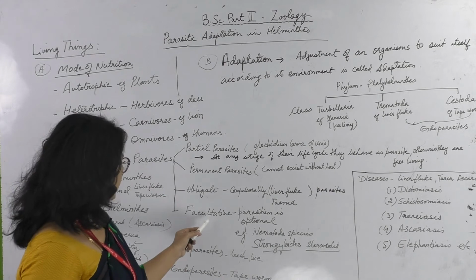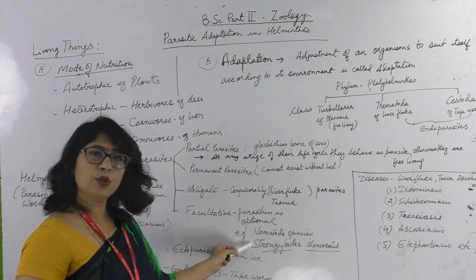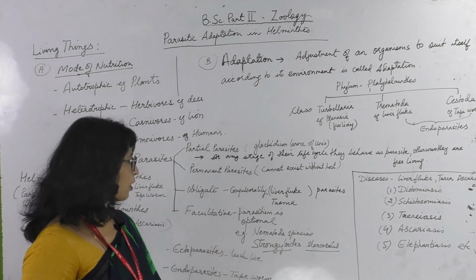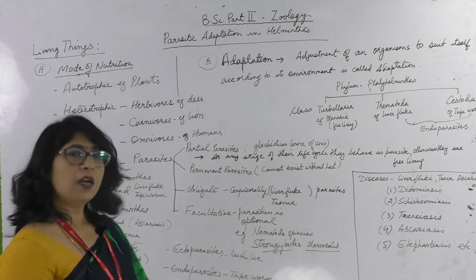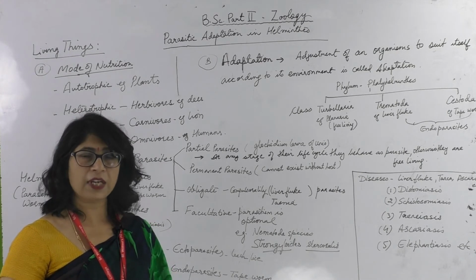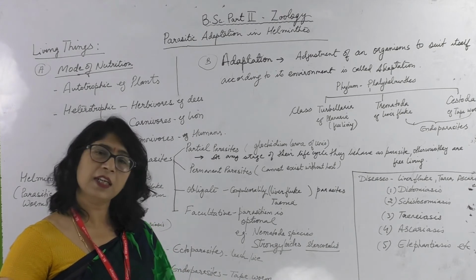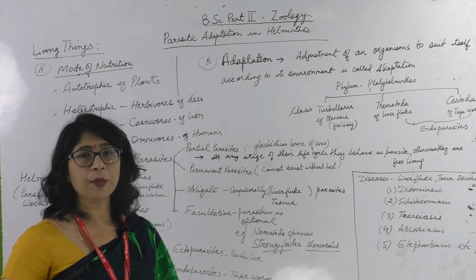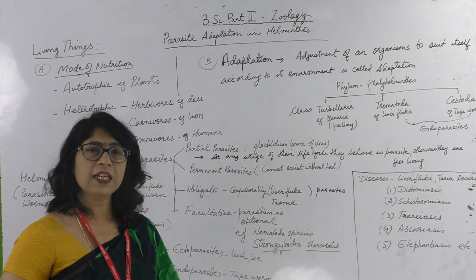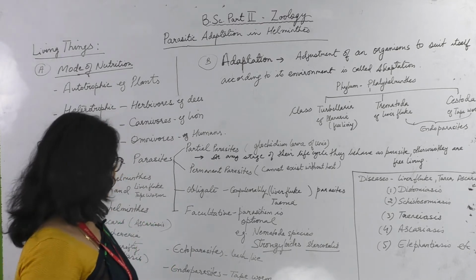The example of facultative parasites includes a nematode species called Strongyloides stercoralis. It is an endoparasite when the environment is such, and it can be free living when it is unable to find a host. It can survive without the host.